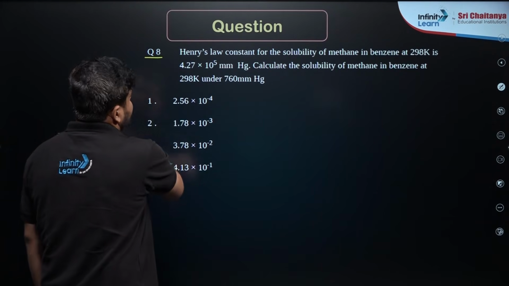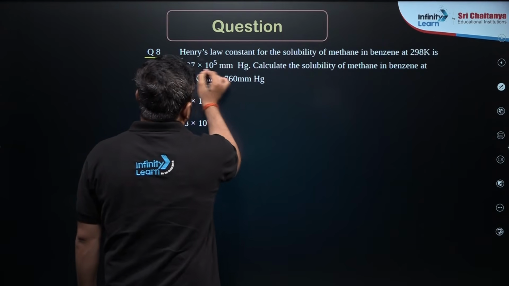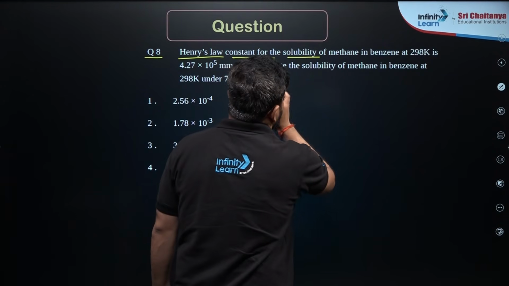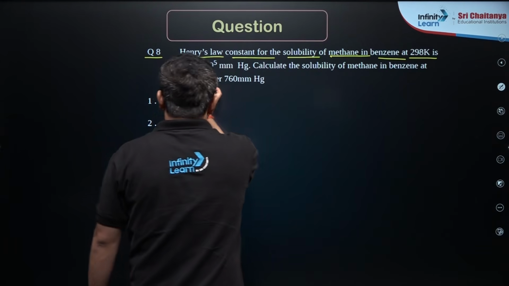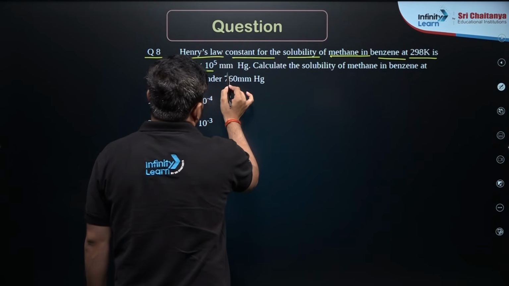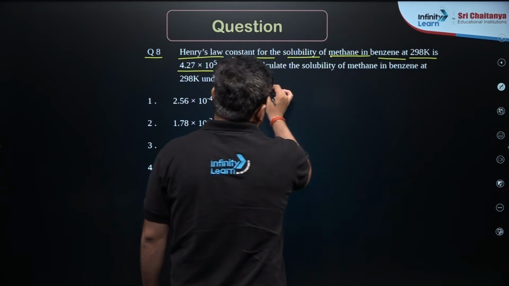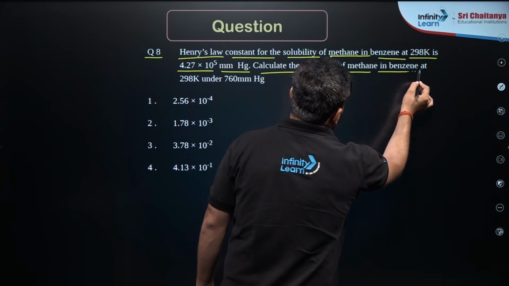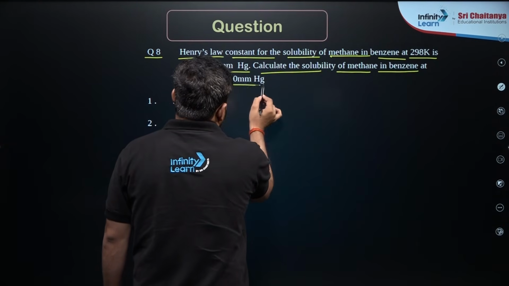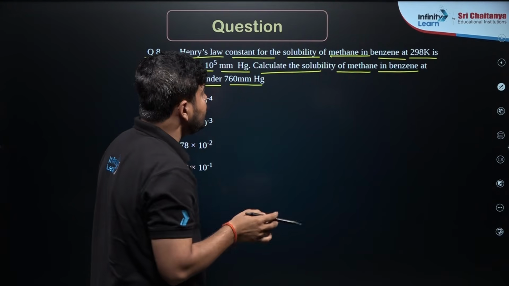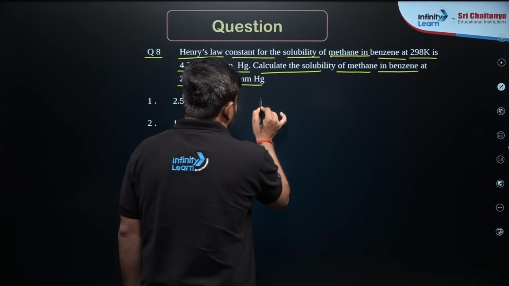Now I am coming to the next question. See, in this question, question number 8, what we need to do. Henry law constant for the solubility of methane in benzene at 298 Kelvin is 4.27 into 10 to the power 5 mmHg. Calculate the solubility of methane in benzene at 298 Kelvin under 760 mmHg. So here we need to apply the Henry law.